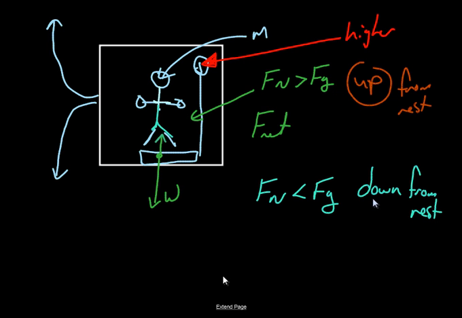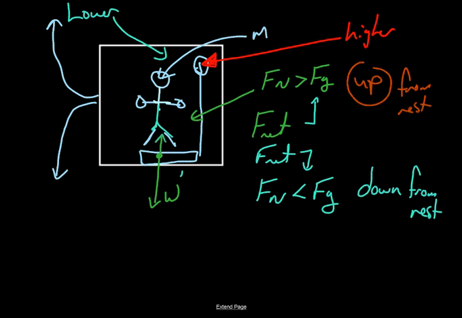So in that case, if the normal force is less than Fg, what does this scale read? Well, it's pushing up on you less than it was when you were sitting still, right? Because here your F net had to be up, here your F net has to be down. So what is this going to read while you're accelerating downward? Well, it's going to read lower. So as this starts to drop, your apparent weight decreases.